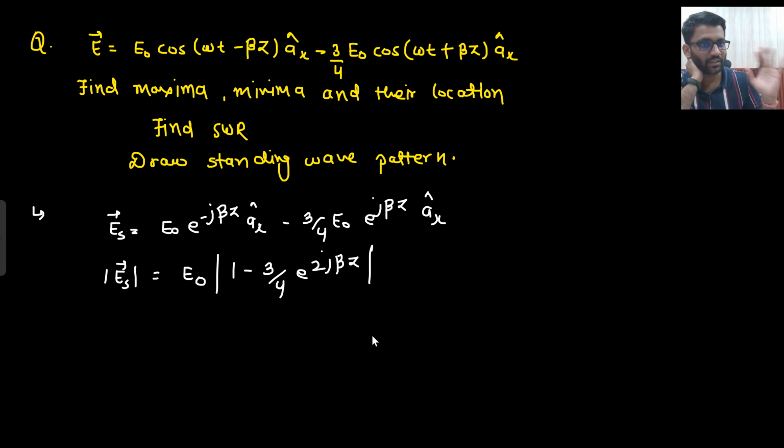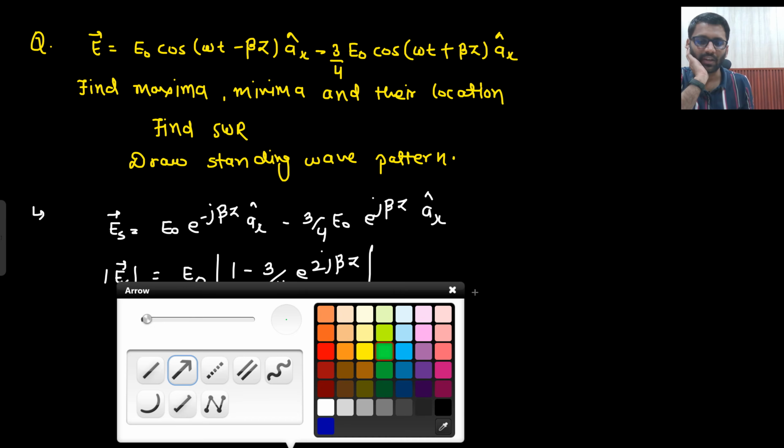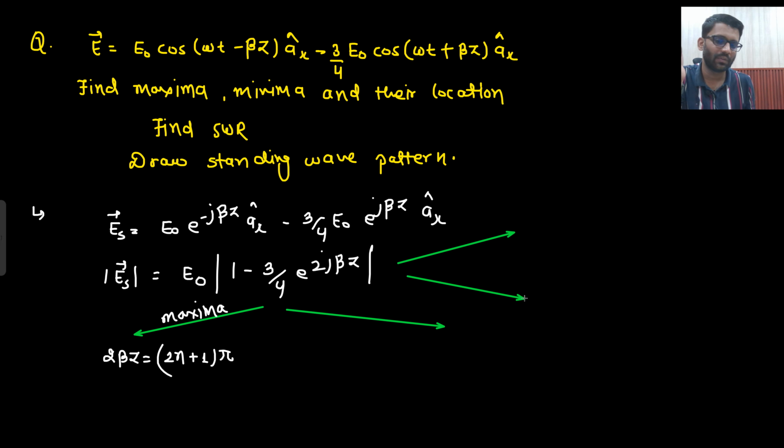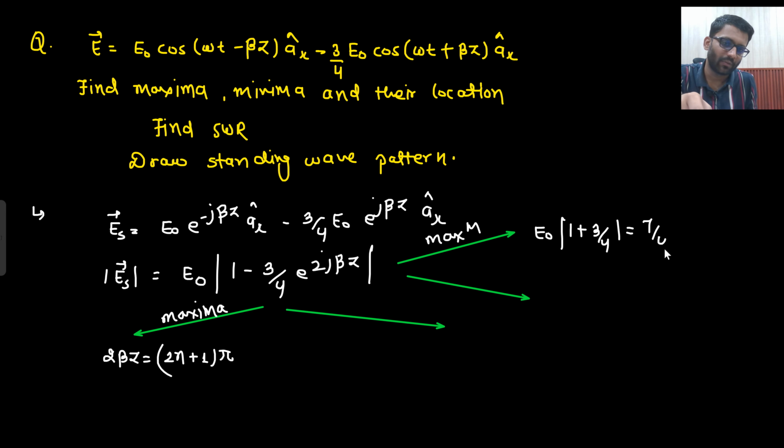What is phasor? Everything we have studied. Now maxima and minima. Where will maxima occur? What do you think? 2 beta z should be equal to what? 2n plus 1 pi. Why? Because cos pi is minus 1, and if it is minus 1, then I will get 1 plus 3 by 4. So what will be the maximum value? E naught times 1 plus 3 by 4, because this can give me minus 1. So that would be 7 by 4 E naught.